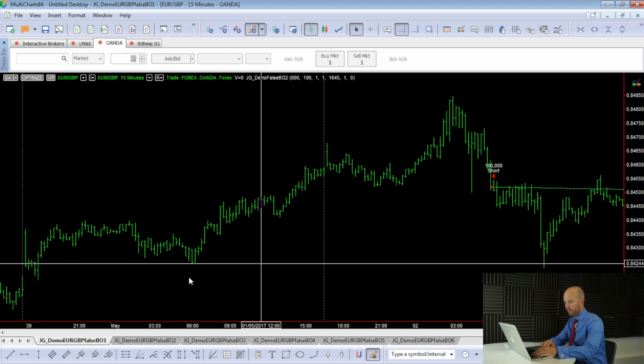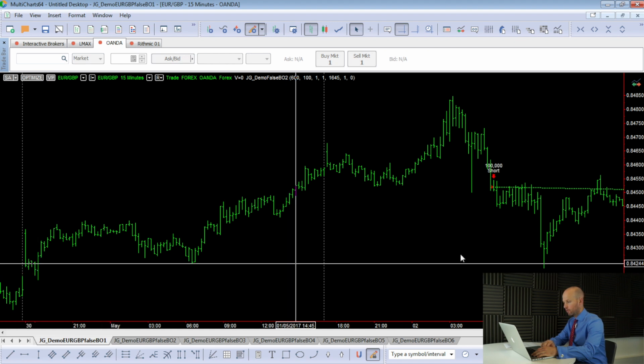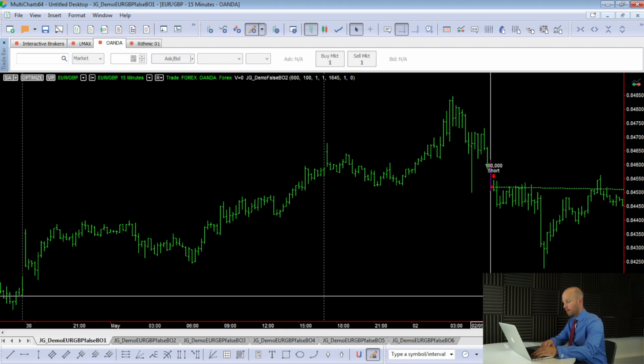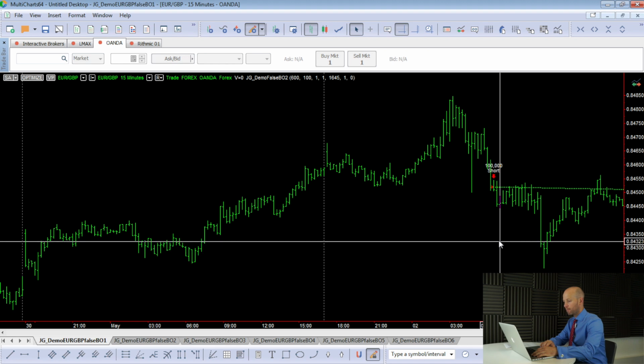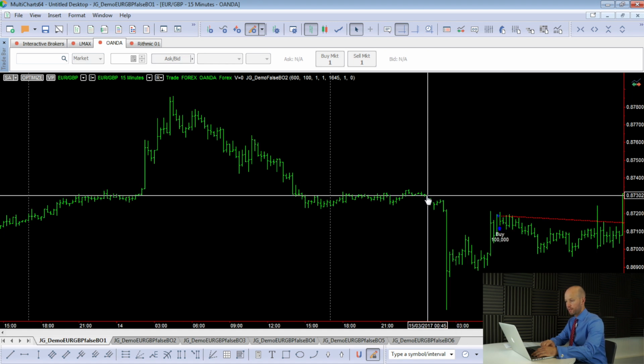What we'd look for is we'd look at the low level of yesterday, and we'd look for prices to come down and break down below it, but then close back above that level within our time window. So in this case, it would be between 6 and 7 a.m. Here's a long trade example for you.